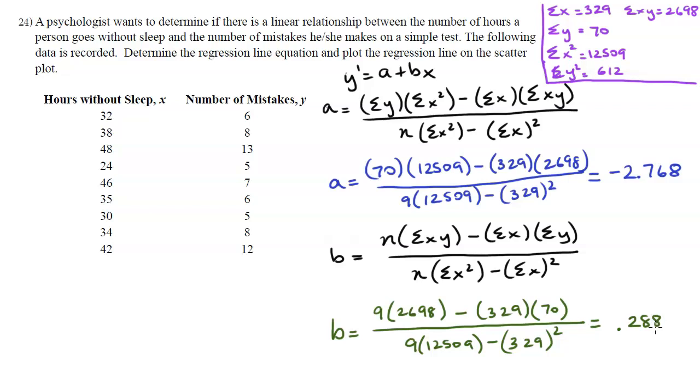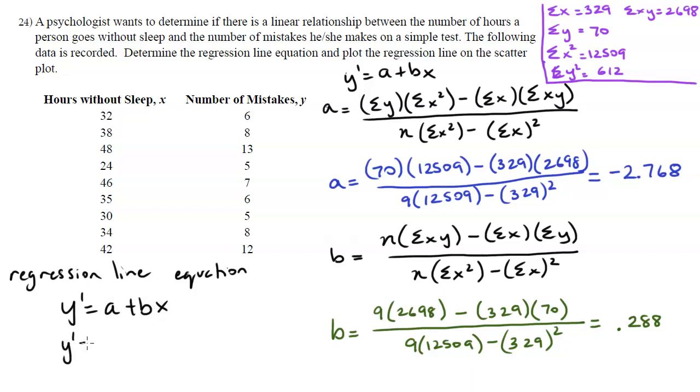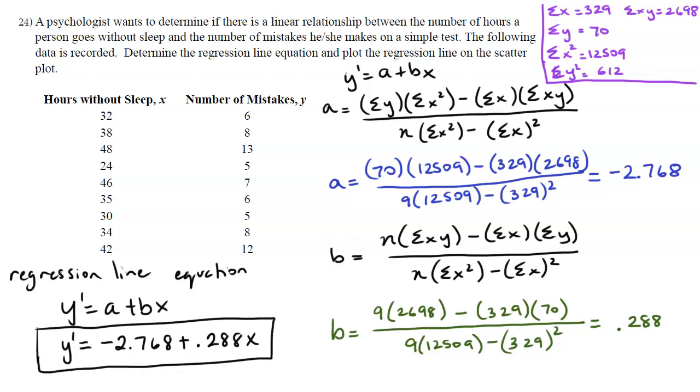0.288. Okay, perfect. So now that means the regression line equation, y prime equals a plus bx, intercept slope. So y prime equals negative 2.768 plus 0.288x. That's the regression line equation. Now, how do I do that exclusively in this calculator here?